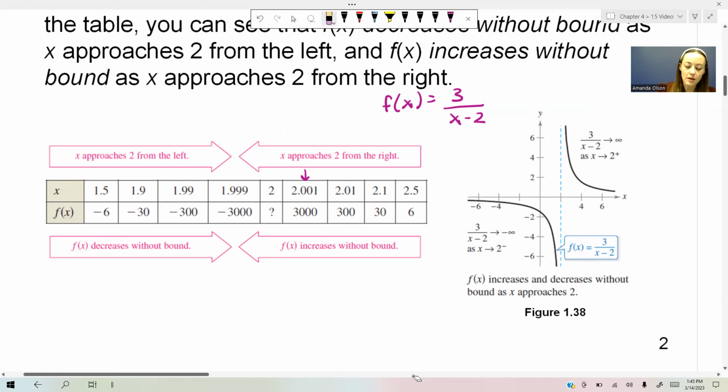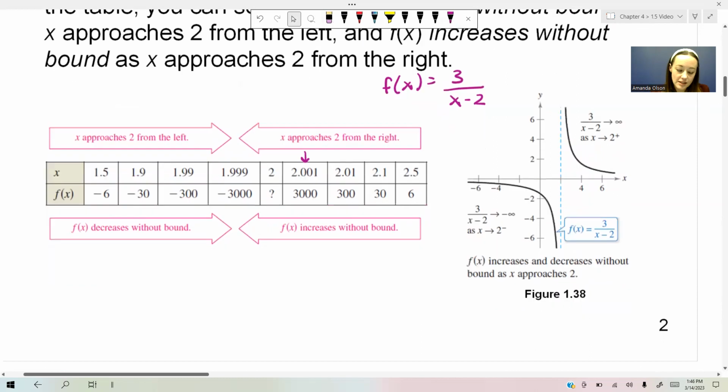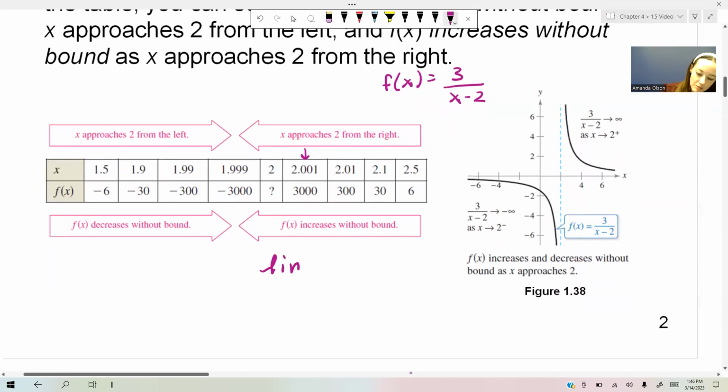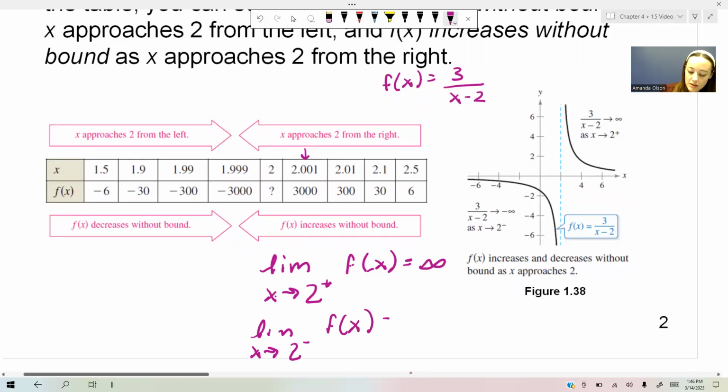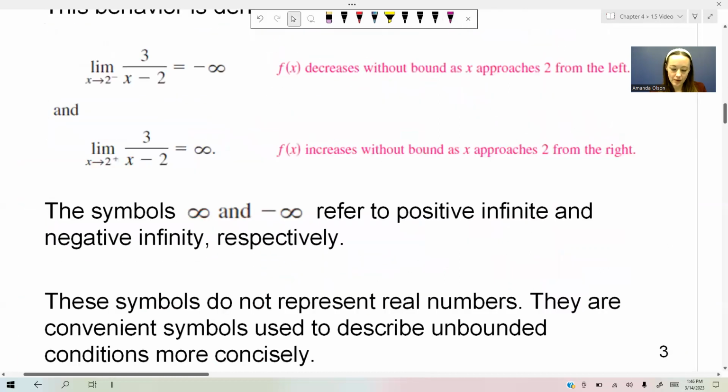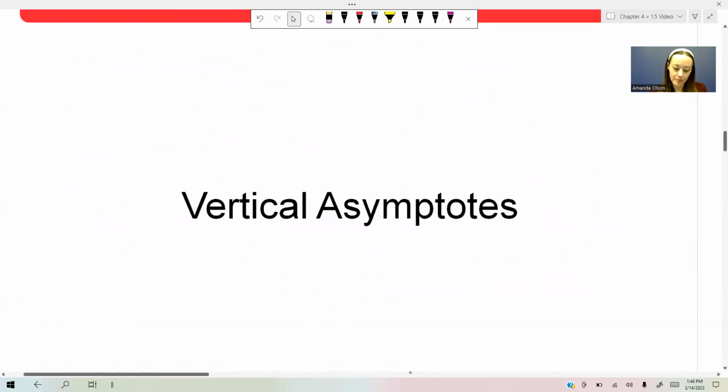Okay. Infinite limits are really just one-sided. They don't have to agree from left to right. But in this case, we would say the limit as x approaches 2 from the right of f of x is going to equal infinity. And for this particular one, we can see that as x approaches 2 from the left, my function gets infinitely smaller. So its limit is negative infinity. You can see that here.